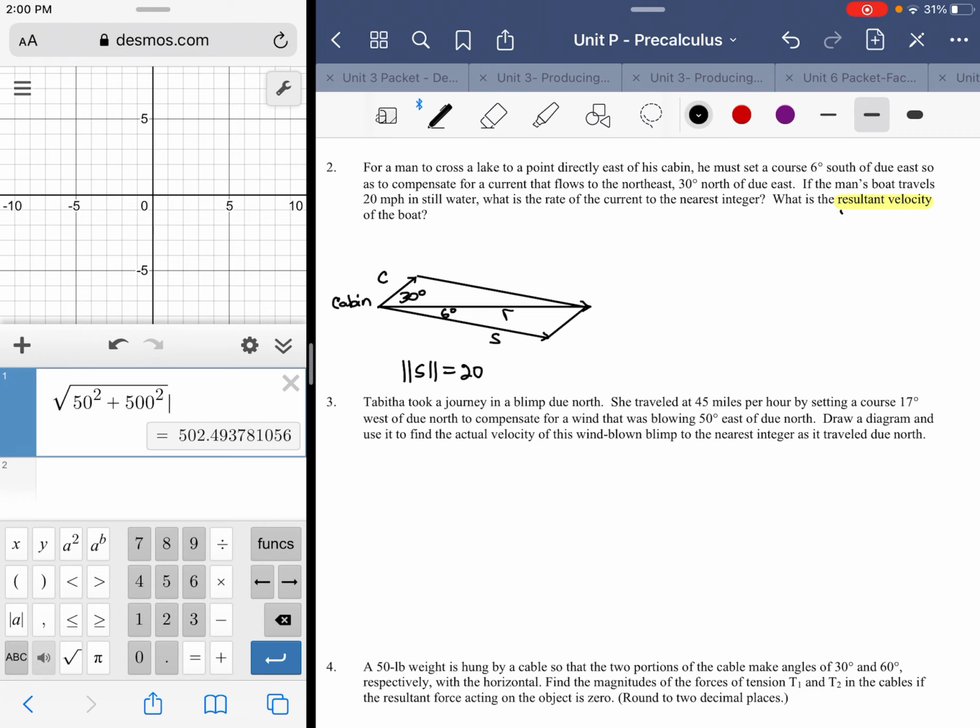So it really is just a matter of finding a vector sum because we're looking for a resultant vector. All right, so vector sum.